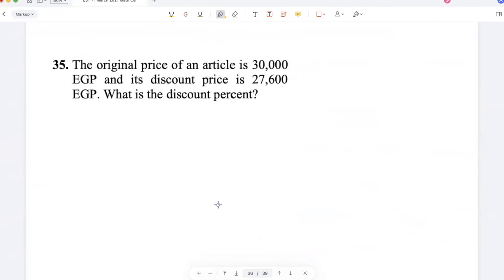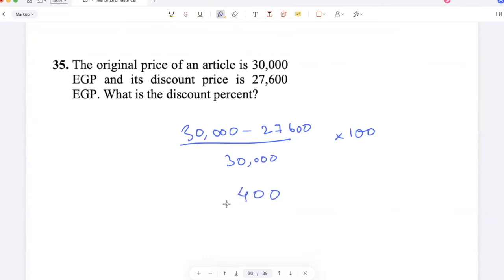35. The original price of an article is this and its discount price is this. What is the discount percent? So discount percent is 30,000 minus 27,600 divided by 30,000 into 100. So 2,400 divided by 30,000 into 100. So these two zeros and these two zeros go, and these two go. So 8%.